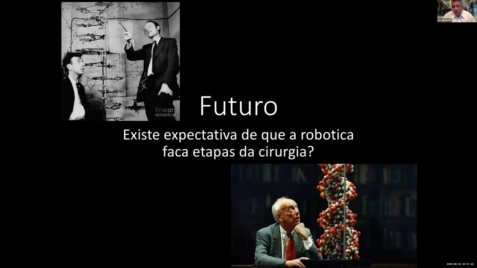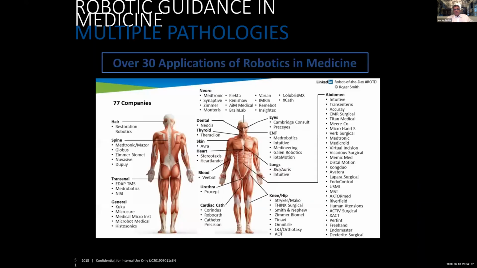Now the philosophical part of the talk, which was already addressed by Professor Isaac again. What's the expectation of the robot doing surgery in the future? I think if we get there, it's going to be exactly like the da Vinci. The surgeon will be playing with a video game, and the robot is just going to enhance the skill and the precision that we have. I put over 30 applications in medicine, all those companies, not only in the spine, but everywhere.